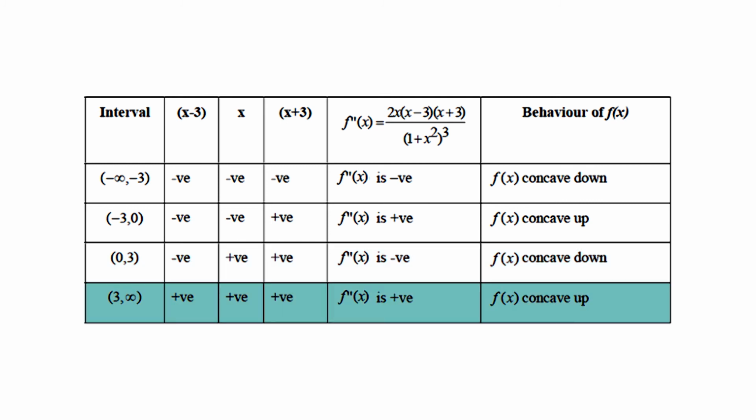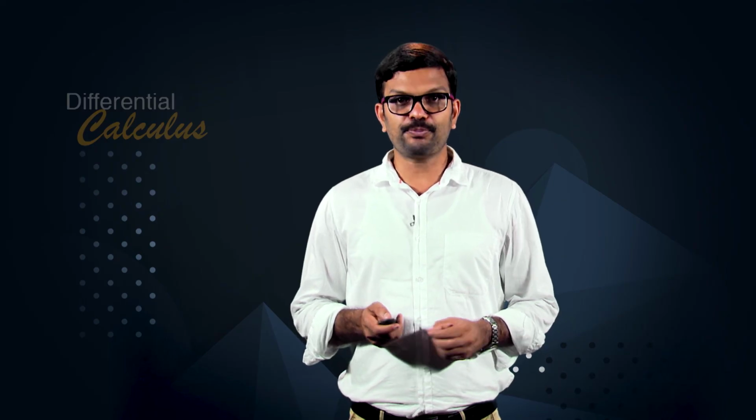And finally, in the interval 3 to infinity, x minus 3 is positive, x is positive, x plus 3 is positive. Hence, f double dash of x equal to 2x into x minus 3 into x plus 3 whole divided by 1 plus x square whole to the power 3 is positive, and hence f of x is concave up. Thus, we have inflection points at x equal to minus 3, 0 and 3.